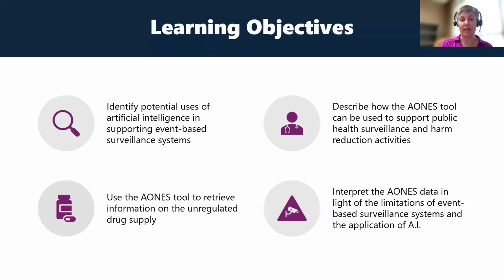There are 4 learning objectives to today's presentation. 1, to identify potential uses of artificial intelligence, AI, in supporting event-based surveillance systems. 2, to describe how the AONES tool can be used to support public health surveillance and harm reduction activities. 3, to be able to use the AONES tool to retrieve information on the unregulated drug supply, and finally, 4, to interpret the AONES data in light of the limitations of event-based surveillance systems and the application of AI.